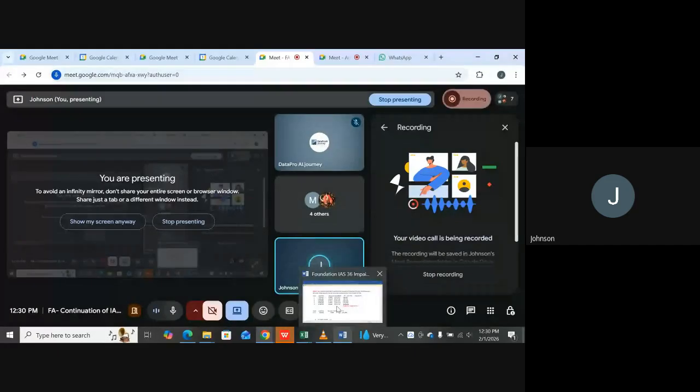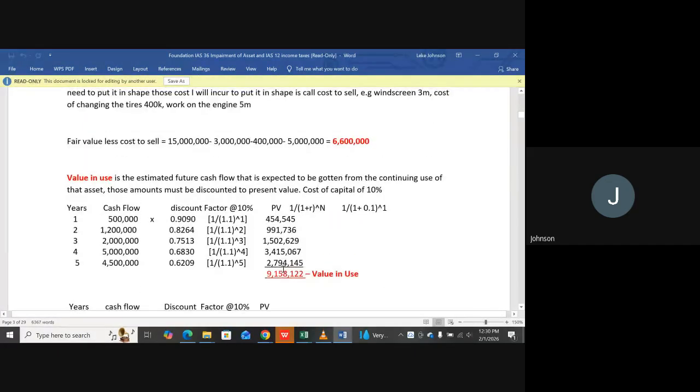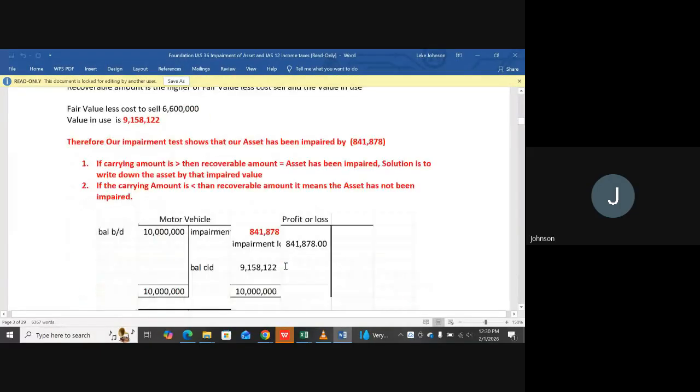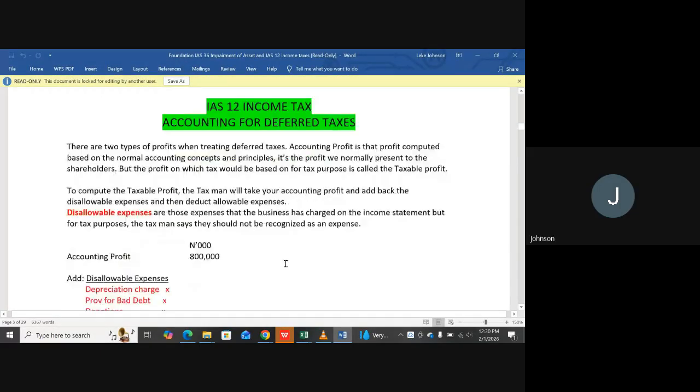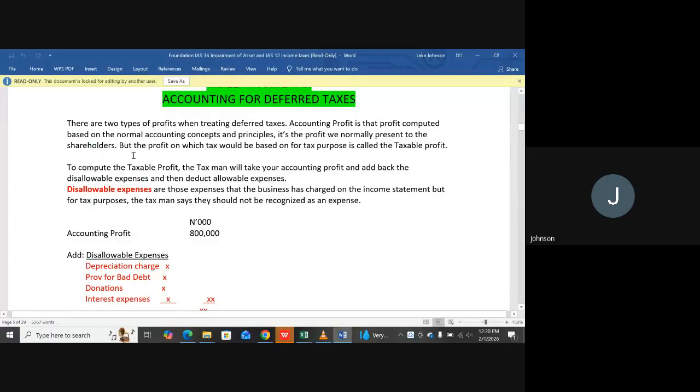When trying to do average. Okay, so here is what we have. Okay, so we started from here. We've looked at the two types of profit we have.